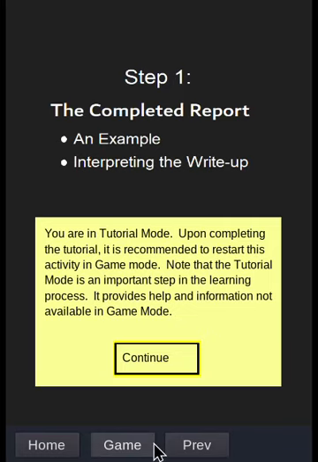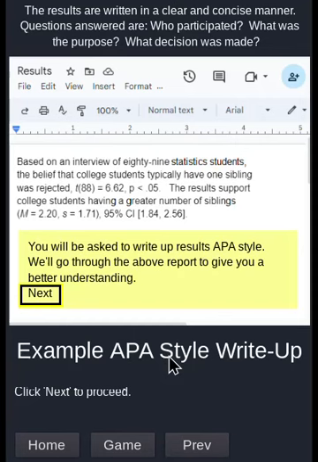First, we'll look at the completed APA style report. We'll see it as an example and learn how to interpret it. So here's our write-up that we'll be working with.